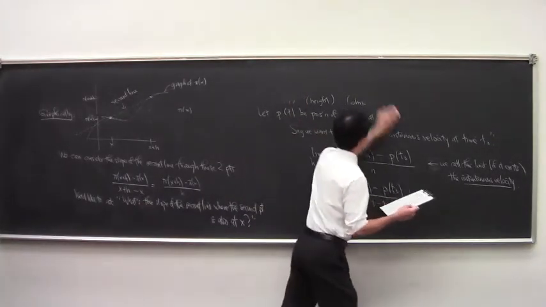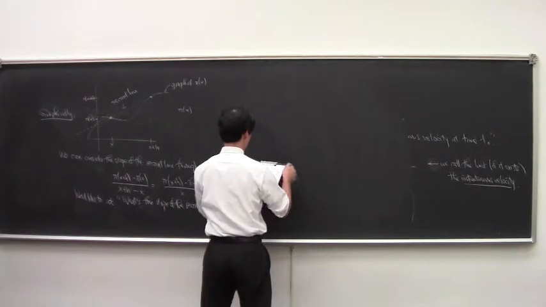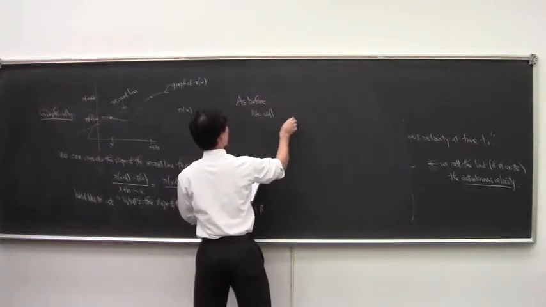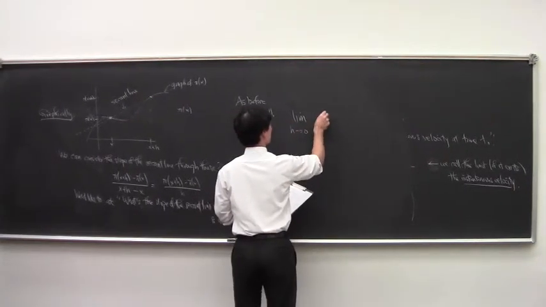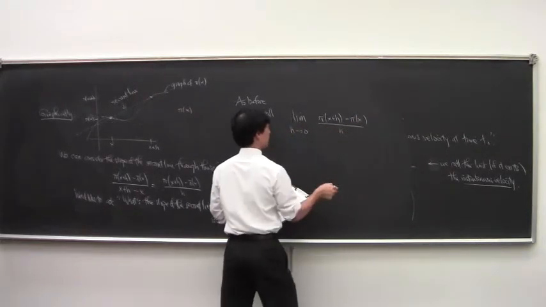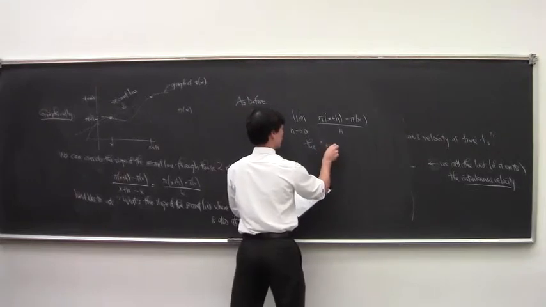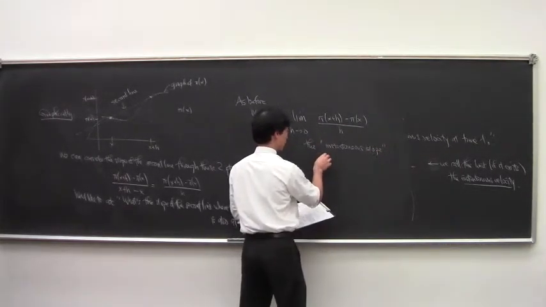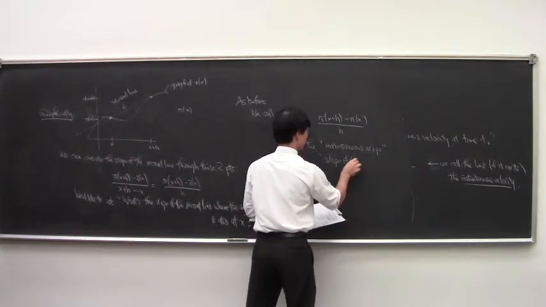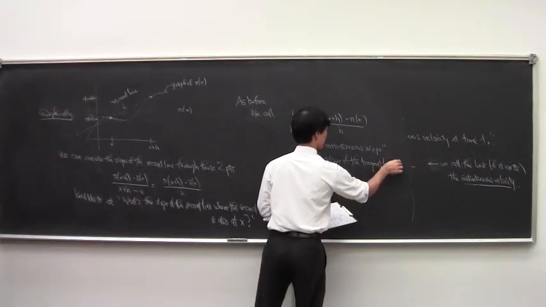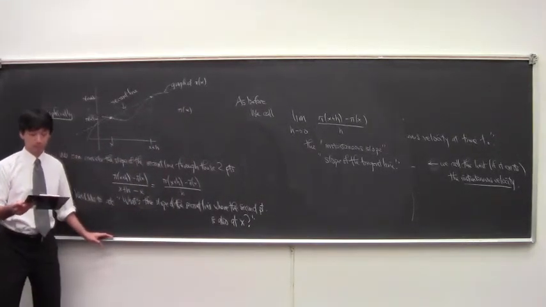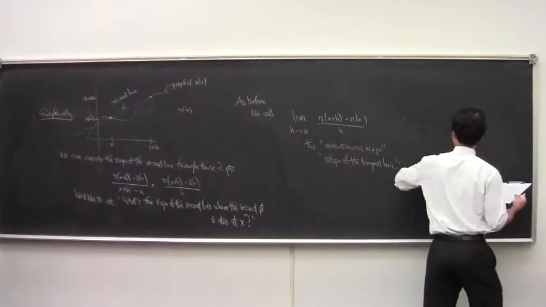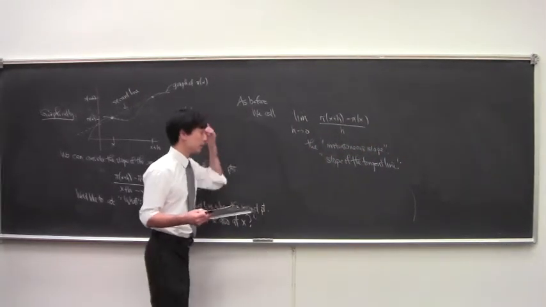So just as before, we call the limit as h goes to 0 of this thing the instantaneous slope, or more properly, the slope of the tangent line. Okay, so this thing is called the slope.